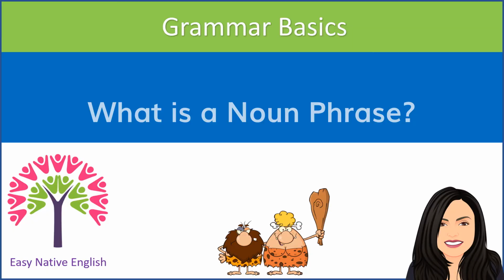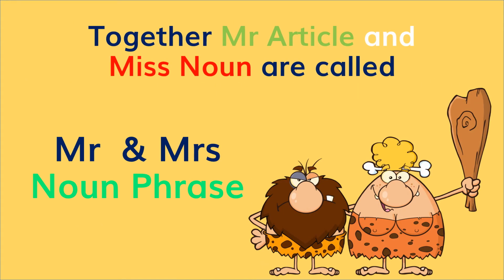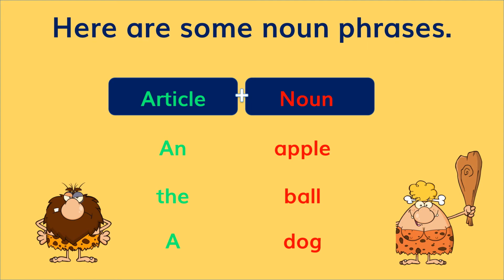Grammar basics. What is a noun phrase? In a sentence, a noun needs a partner. Just like Miss Noun is married to Mr. Article. Together, Mr. Article and Miss Noun are called Mr. and Mrs. Noun phrase. Here are some noun phrases. An article plus a noun makes a noun phrase. An apple, the ball, a dog.